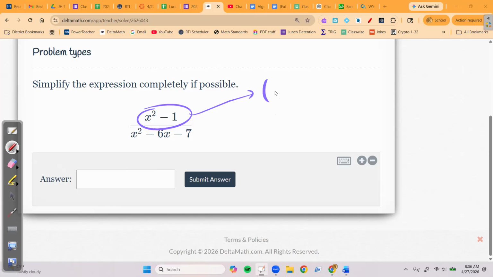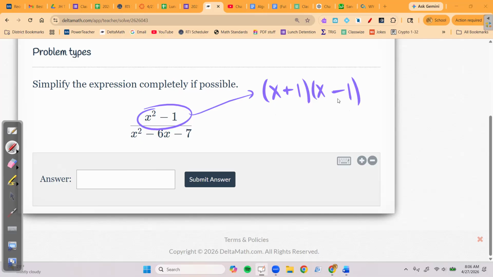Times? No, it's a difference of 2 squares. And I know it's been a hot minute since you've done any legit factoring, but x squared minus 1, you'll remember from back in September, is just a nice classic difference of 2 squares. And what we just did is pure mathematical awesomeness. We turned a subtraction problem into a multiplication problem.